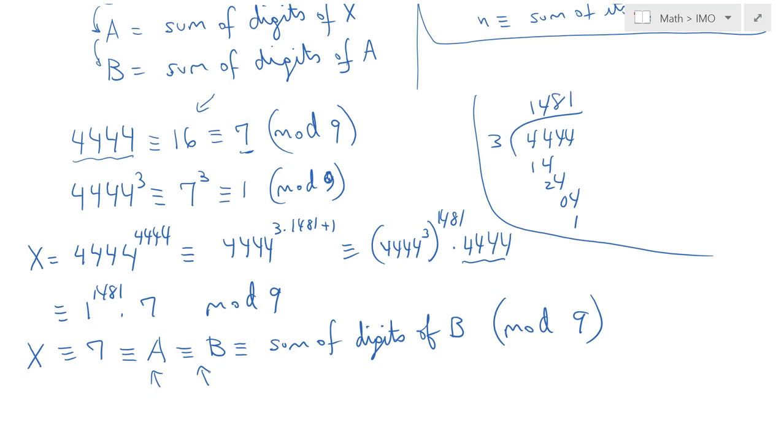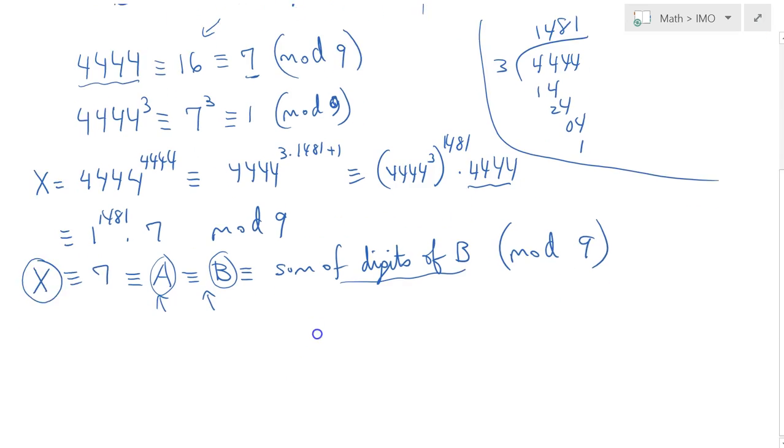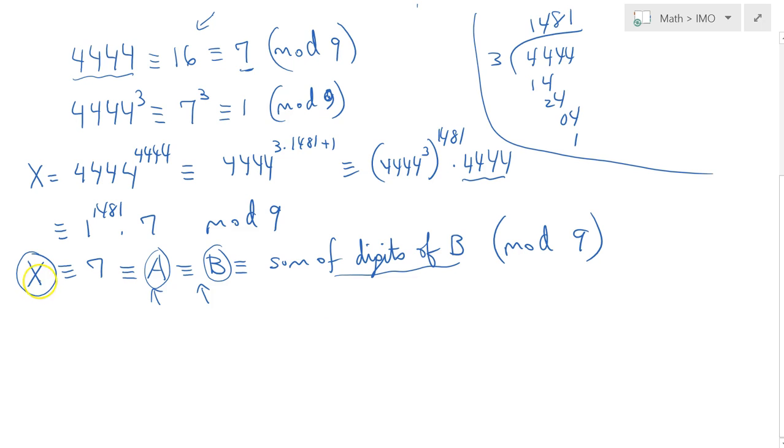I will now find an upper bound for the number x, and hopefully upper bounds for a and b as well as the sum of digits of b, and then that will pin down the potential values for the sum of digits of b. So let's go ahead and do that. But I first need to find the number of digits of x. To do that, I would just take the logarithm of x. So therefore, logarithm of x, which is equal to logarithm of 4,444 raised to, this is a huge number, obviously.